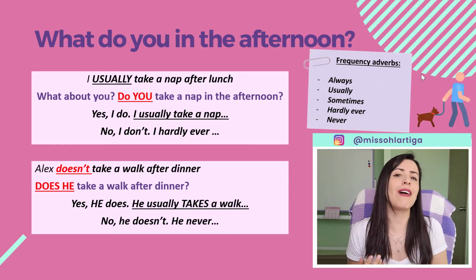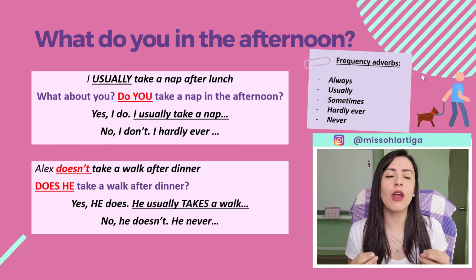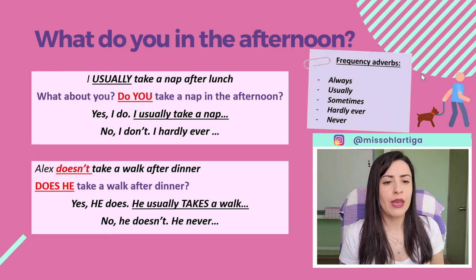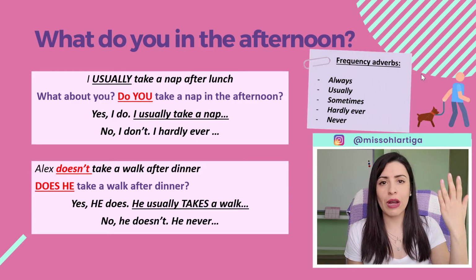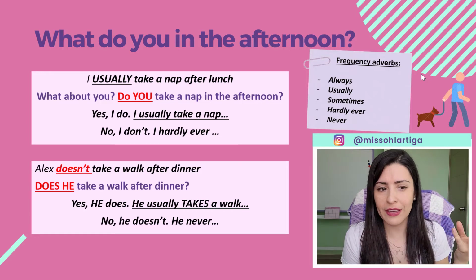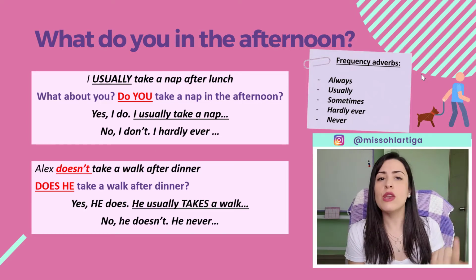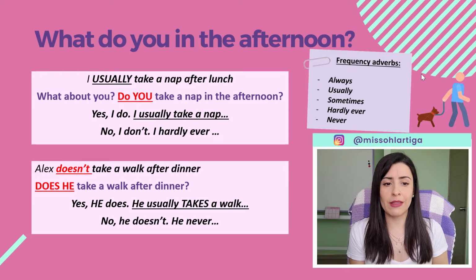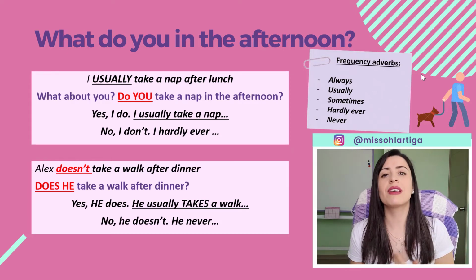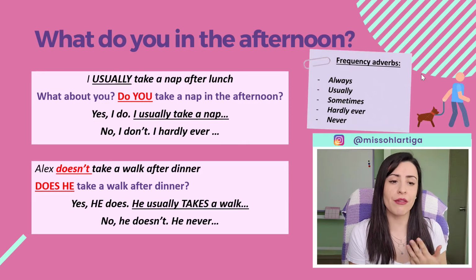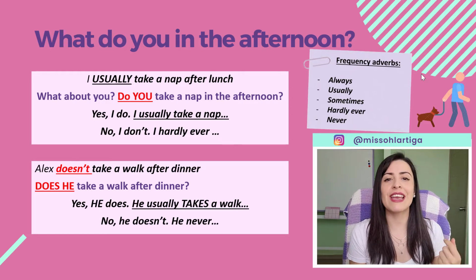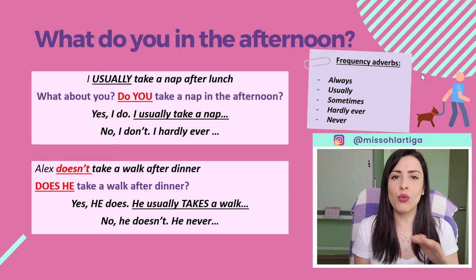Los usamos para hablar acerca de la frecuencia con la cual ocurre una acción. Los más conocidos, y aquí te dejo algunos como para que tengas una idea general, son always, siempre, usually, usualmente, sometimes, a veces, hardly ever, rara vez, and never, nunca.